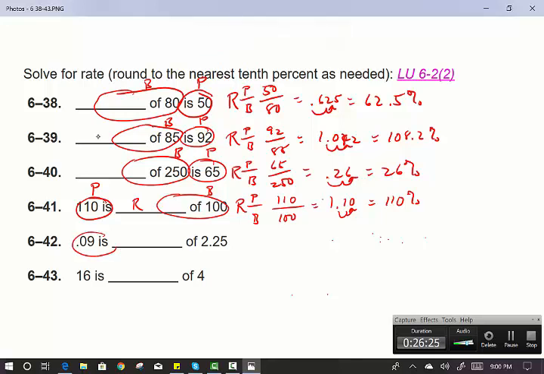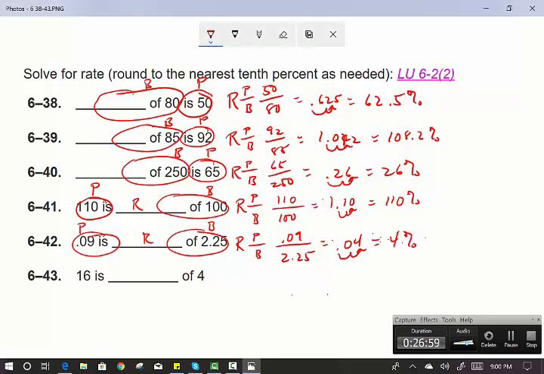Number 42. The number associated with "is" or "equal" is your part. The number that follows "percent of" is your base. Rate is what we're going to be solving for. So again, rate is equal to part divided by your base. The part is 0.09 and the base is 2.25. So 0.09 divided by 2.25 is equal to 0.04. Move the decimal point 2 places to the right to establish it as a percent of 4%. So 9 hundredths is 4% of 2 and 25 hundredths.